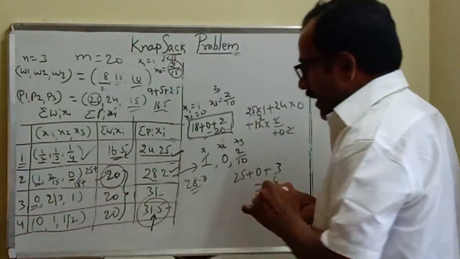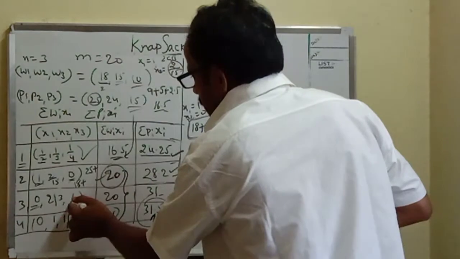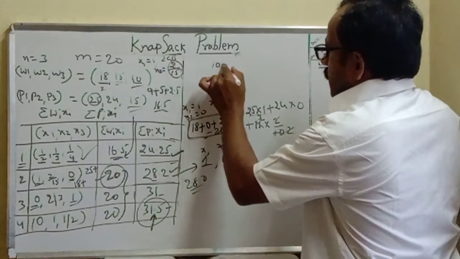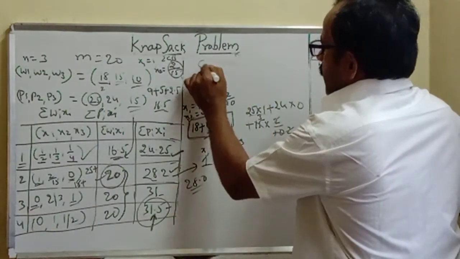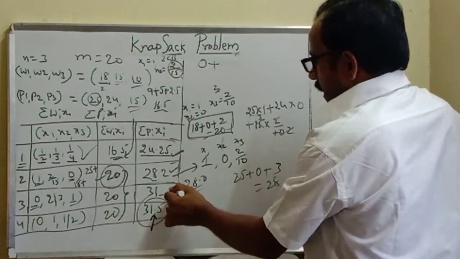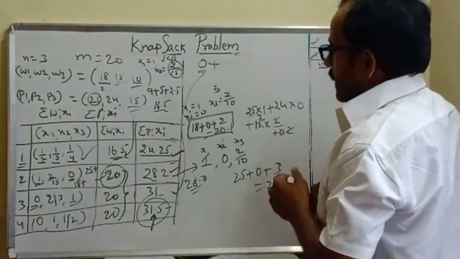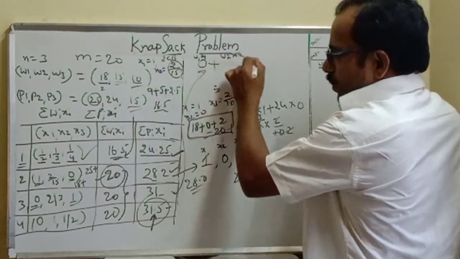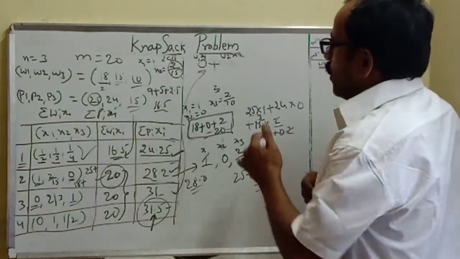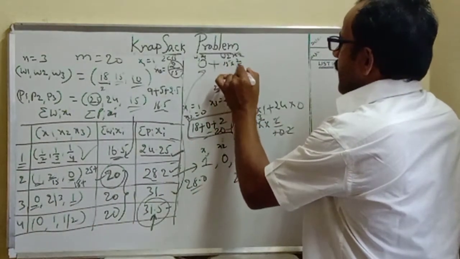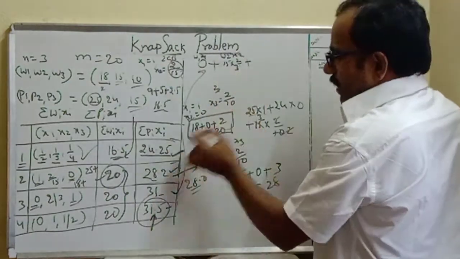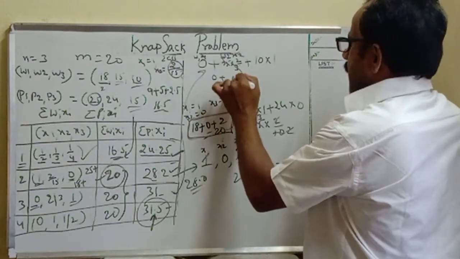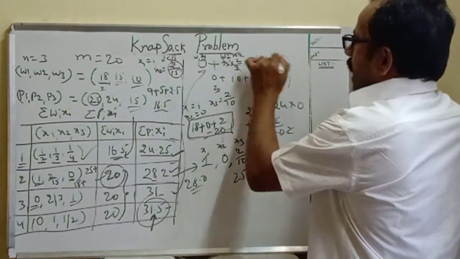Here in the third solution, I am omitting the first item completely and considering the third item completely. If you consider the third item completely, how much weight is consumed? 10 units. Okay? So I omitted the first item completely, so W1 X1 is 0. What is W2 X2? I am extracting 2 by 3, so 15 into 2 by 3. This is the weight extracted from the second item. The third item I completely consider: 10 into 1. So 0 plus 10 plus 10, 20. By using this, I can fill the knapsack completely.